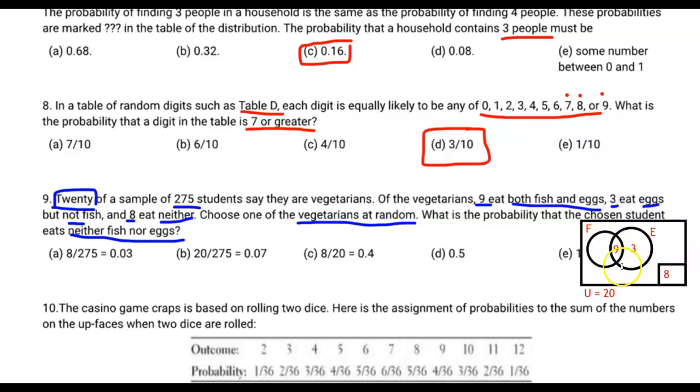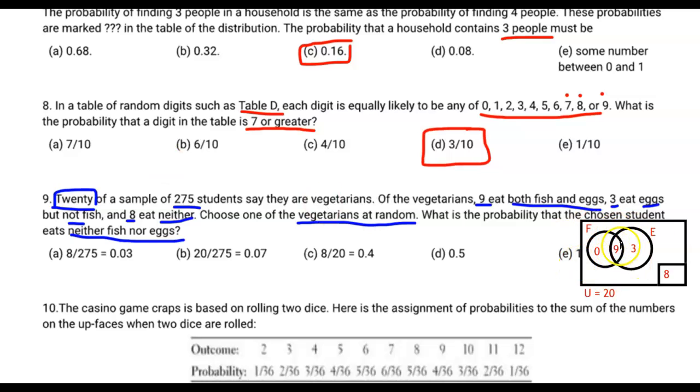Easy. One thing that I could figure out from this information is the students that do eat fish but don't eat eggs. So I got 9 and 3, that's 9, 10, 11, 12. I got 8, that actually ends up being 20. So the number of students that eat fish but not eggs turns out to be 0.